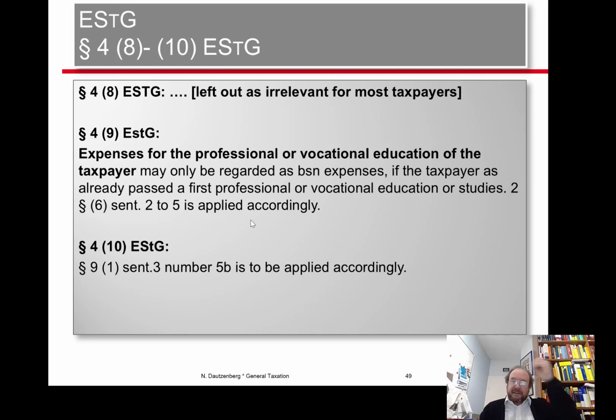4.9 says that the costs for the first education of the taxpayer for a job are not deductible, though the costs for the first professional or vocational education or for studies are not deductible for the first degree and first profession. Only later when you train for a second job, that is accepted, that you then want to keep or improve your salary, or if you're a business owner, that you want to change over to a better job, and that is then regarded as a business expense.